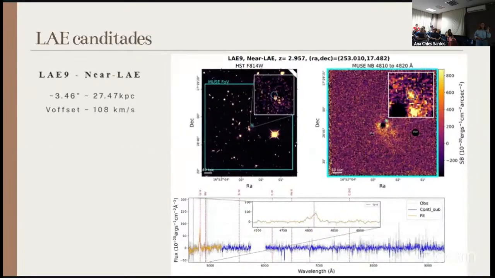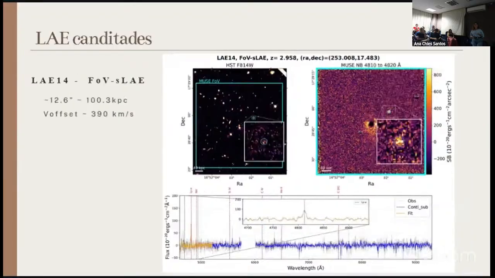Lyman-α emitter number 9 is also a near Lyman-α emitter, at a distance of about 30 kiloparsecs and a velocity offset of 100. It's located here. This is the Hubble Space Telescope image, and here we have the MUSE narrowband of this emission, this little galaxy. When you see the spectrum, you also see a double peak in the Lyman-α emission.